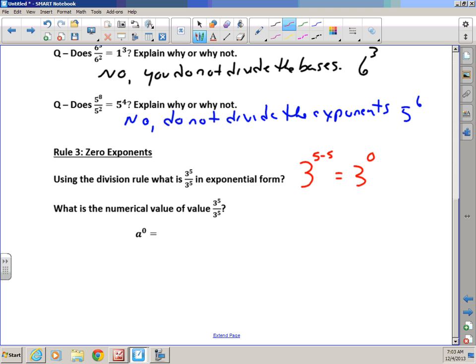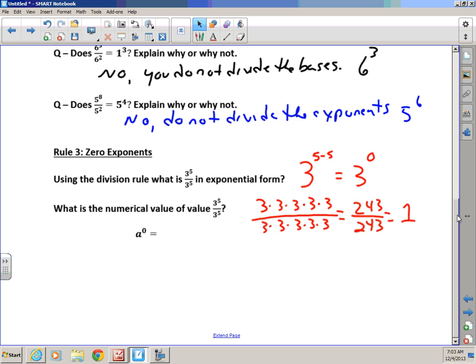Now, if I were to work out 3 to the fifth over 3 to the fifth, and let's just forget what that is equivalent to numerically, I know I would have this. And actually, if I worked out these numbers, it would be 243 over 243. Well, what does that equal? 1. Well, what you just told me is that 3 to the 0 power is the same thing as 1.